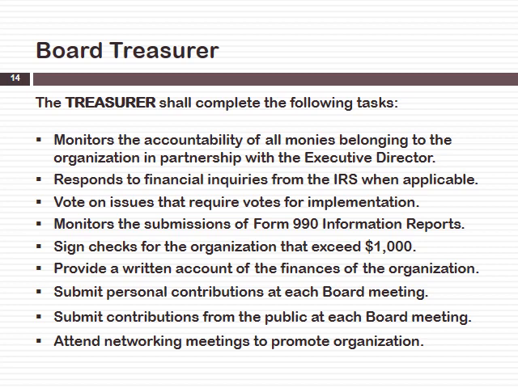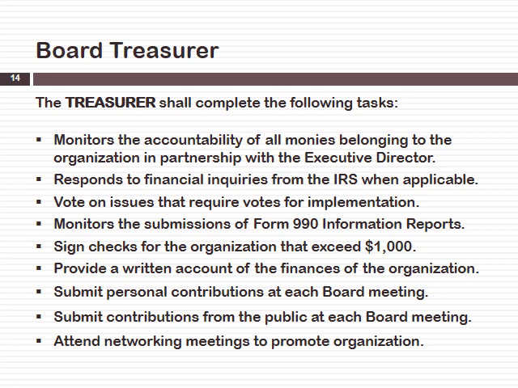They monitor the submission of Form 990 information reports, and this is crucial because the Form 990 information reports are due by the 5th month and 15th day after the fiscal year ends. So if the organization's fiscal year ends on December 31st, then the Form 990 is due May 15th. The job of the treasurer is to make sure that those reports are submitted on time, because if the organization does not submit the Form 990 for 3 consecutive years, then the IRS 501c3 status is automatically revoked.